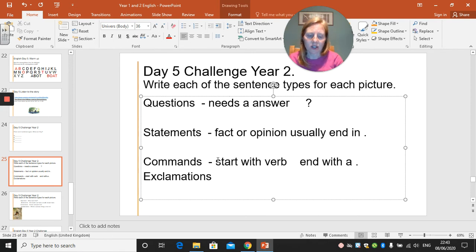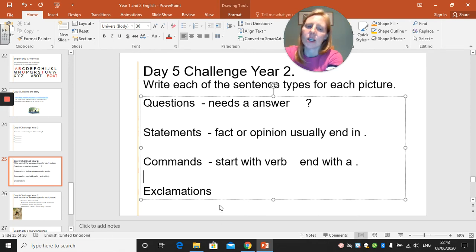Let's have a look at the exclamations now. I'm afraid I'm looking slightly off the camera because my cat has just decided to come and join me. I'm going to say hello, Luke. There you go. Right. Now, exclamations.